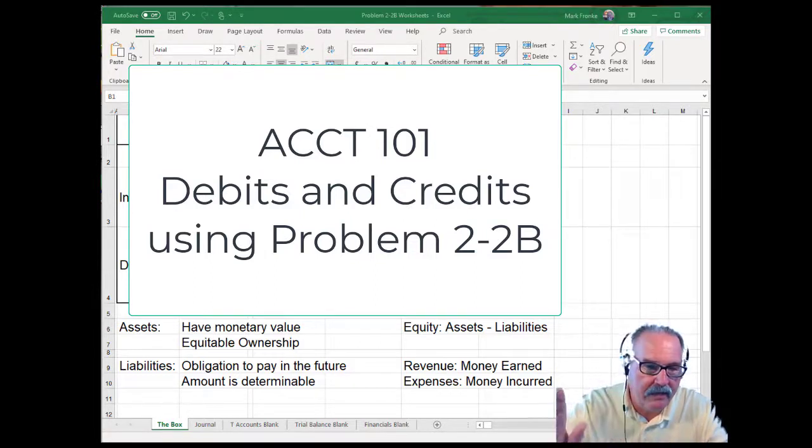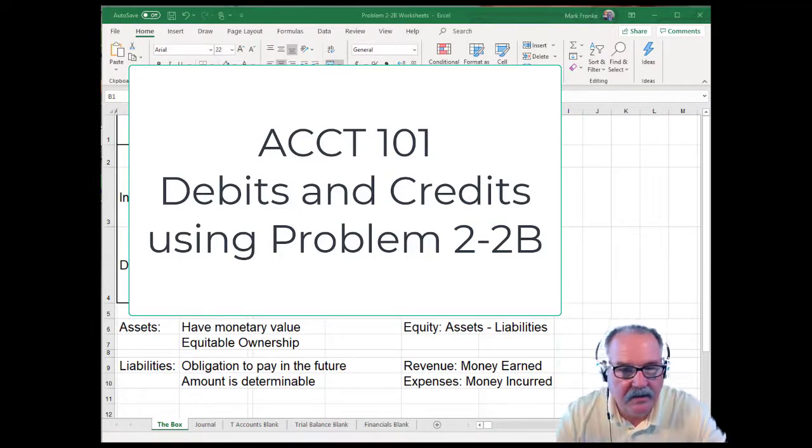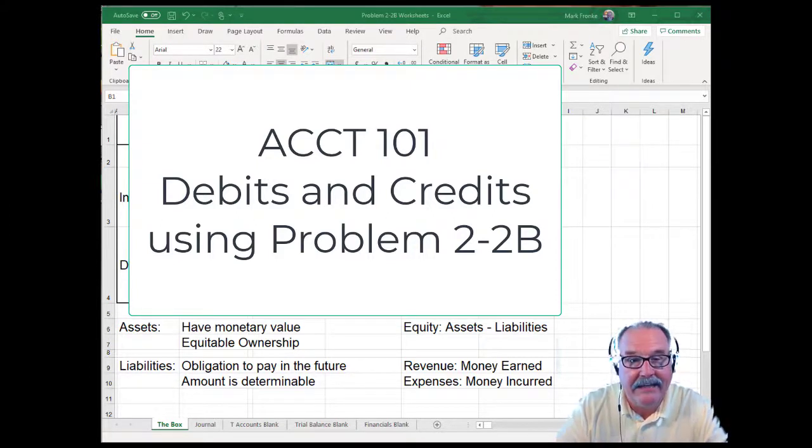you need to first get out of your head that debit is negative and credit is positive, or debit is positive and credit is negative, or any of that kind of thing. These are just two words. They're derived from Latin, and basically they mean left and right. Debit is left and credit is right. That's the way it works.